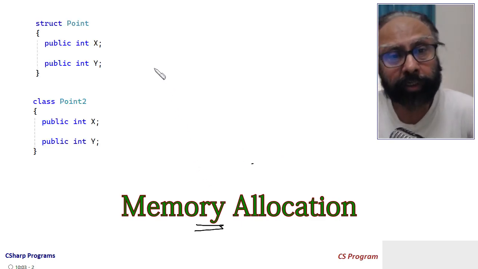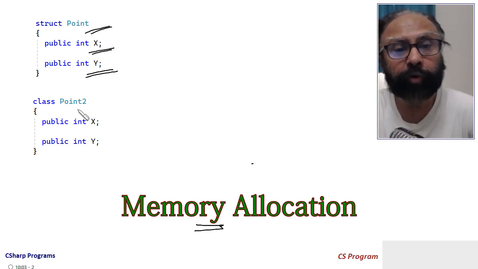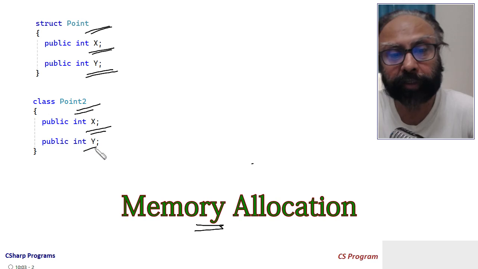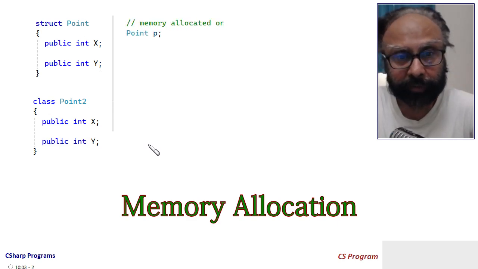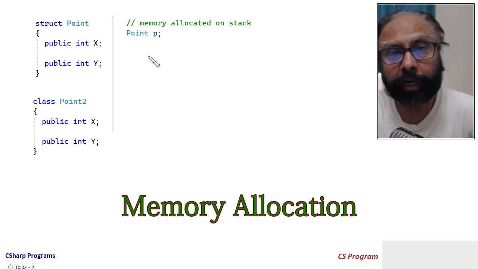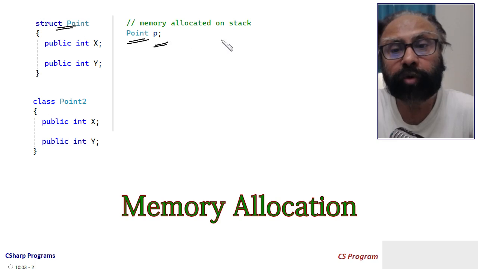So I have written two types. One is struct Point, with int x, int y. The other is class Point2, which is similar looking, with int x, int y. On the basis of this, we shall be discussing the memory allocation aspects. I'll take the code one by one. Suppose we write Point p. Since Point is a struct, this p will go on the stack.